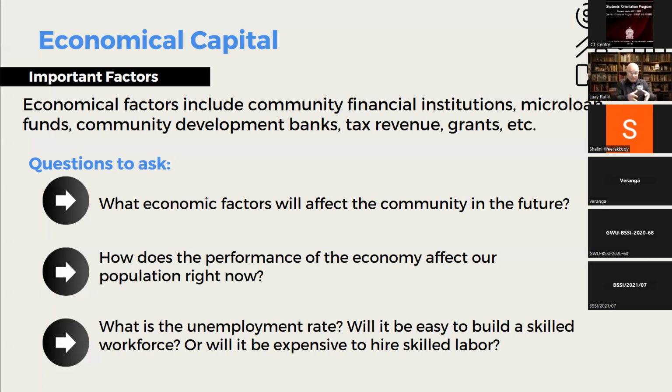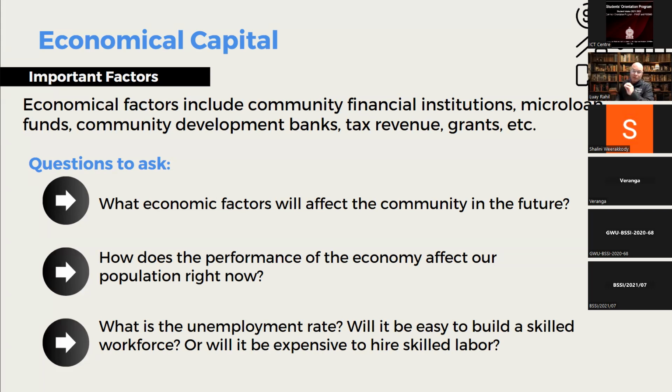Unemployment: if people are not working, it's cheaper to get them to work. If people are working and you want them to work for your company or community, it's more expensive, because if you want me to work somewhere else, you have to pay me at least more than what I'm paid here. But if I'm not working, I don't care what you pay me, I'm going to get the job. So those are the economic factors.